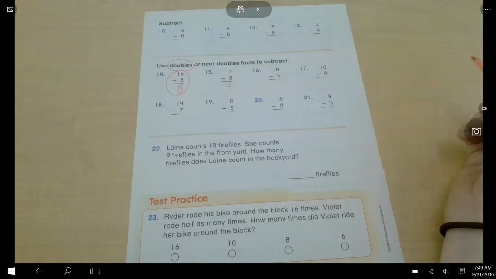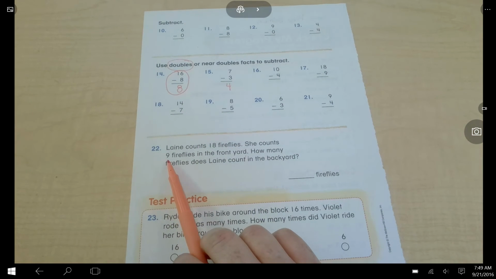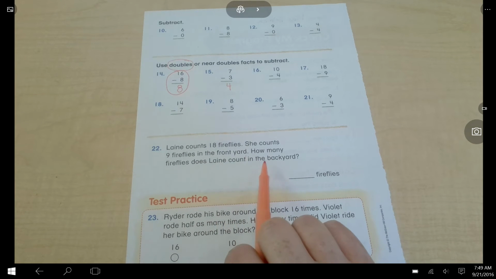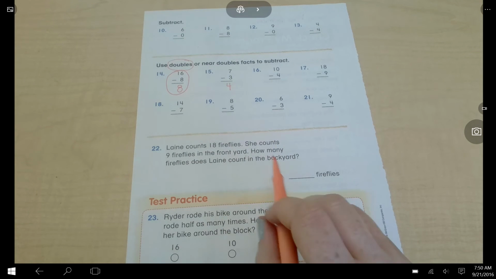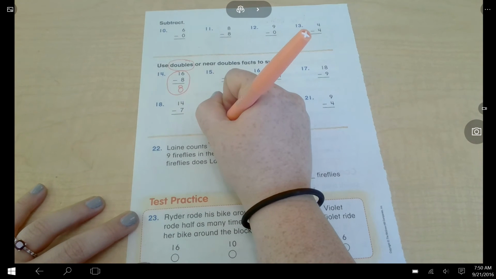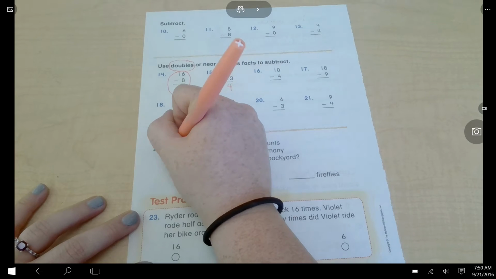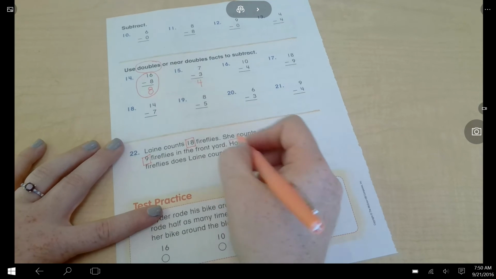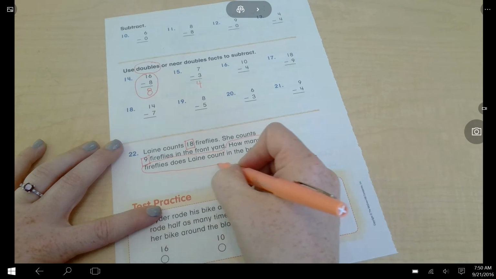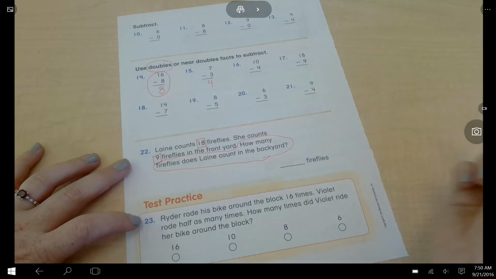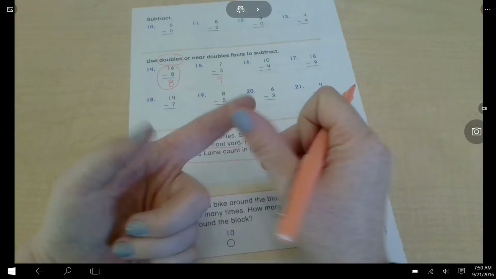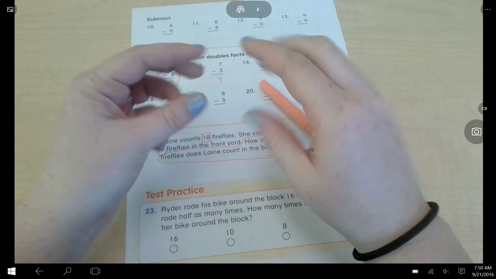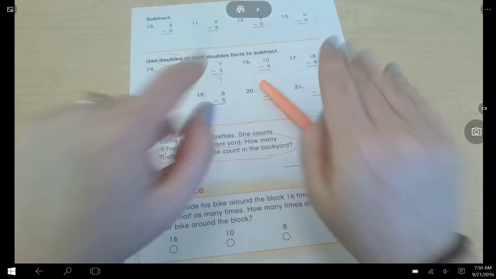Lane counts 18 fireflies. She counts 9 fireflies in the front yard. How many fireflies does Lane count in the backyard? So you're going to use a number sentence. First step, we always box the numbers. Second step, we always circle the question. Third step, underline important information.